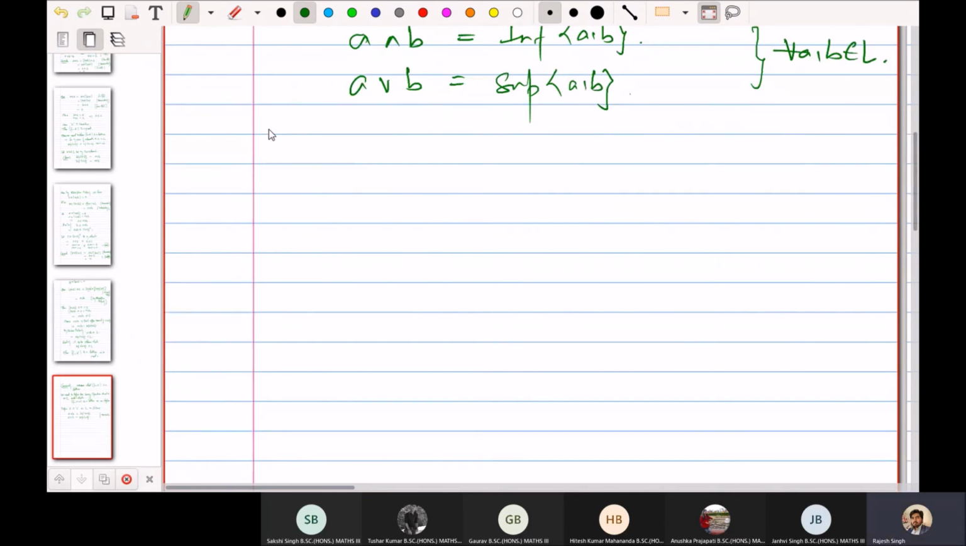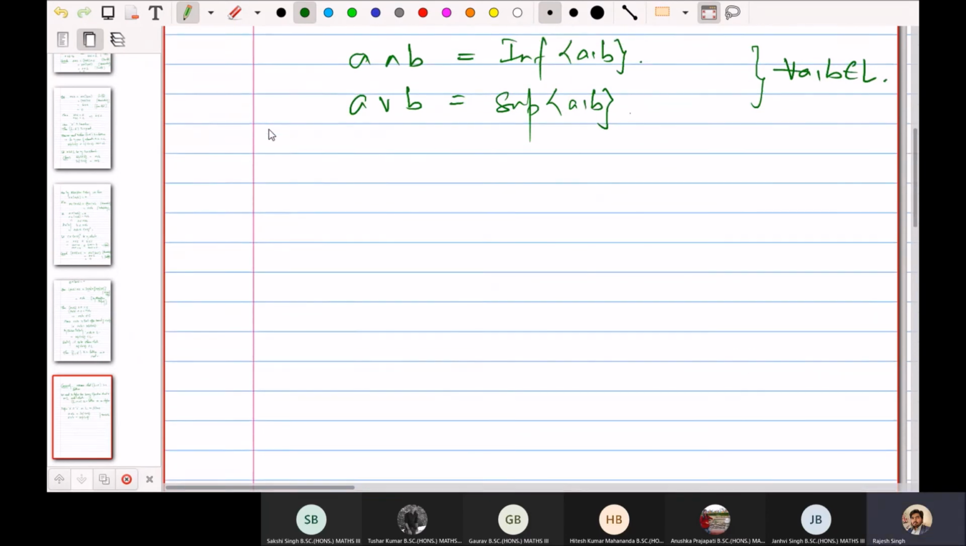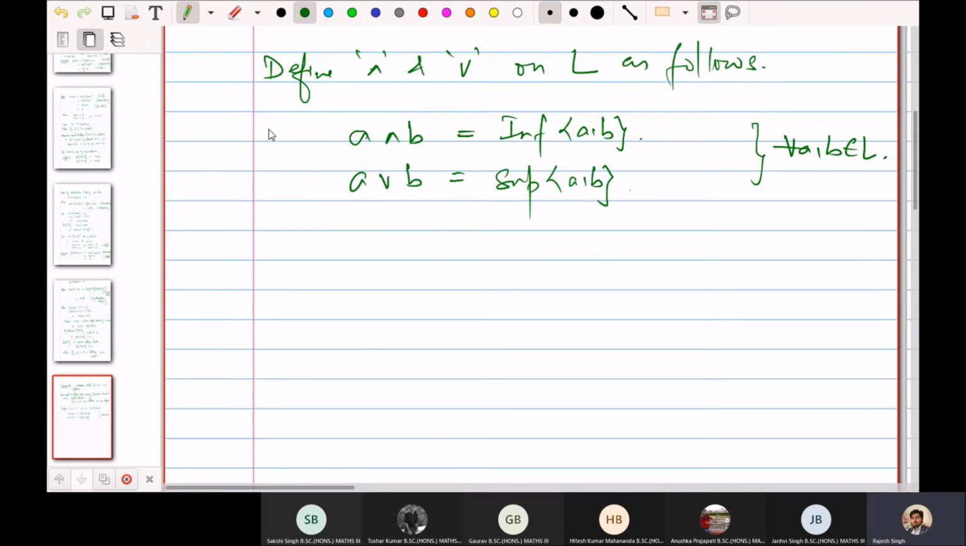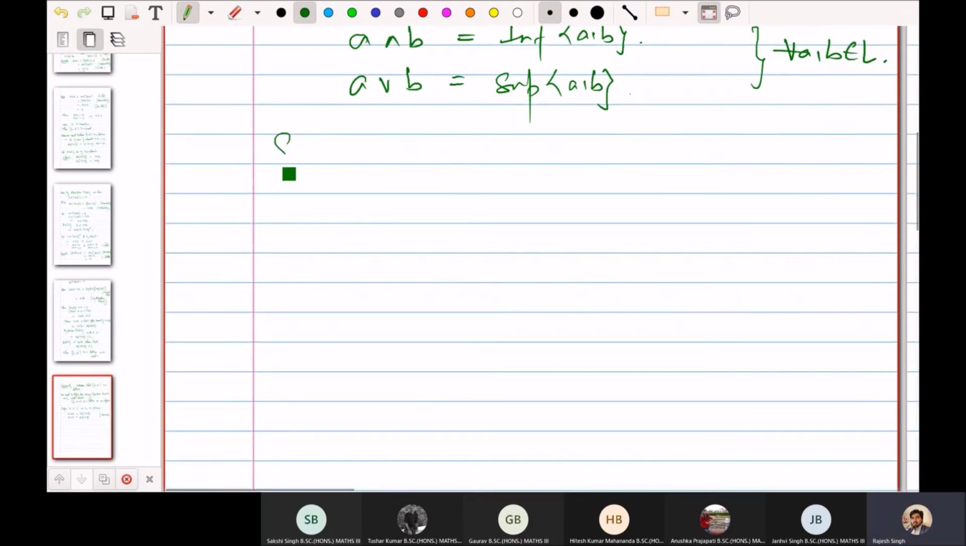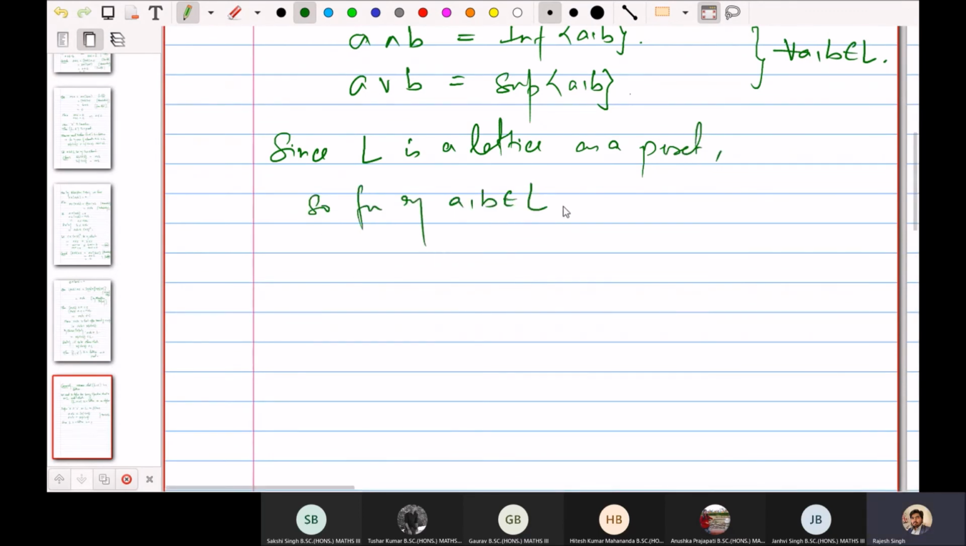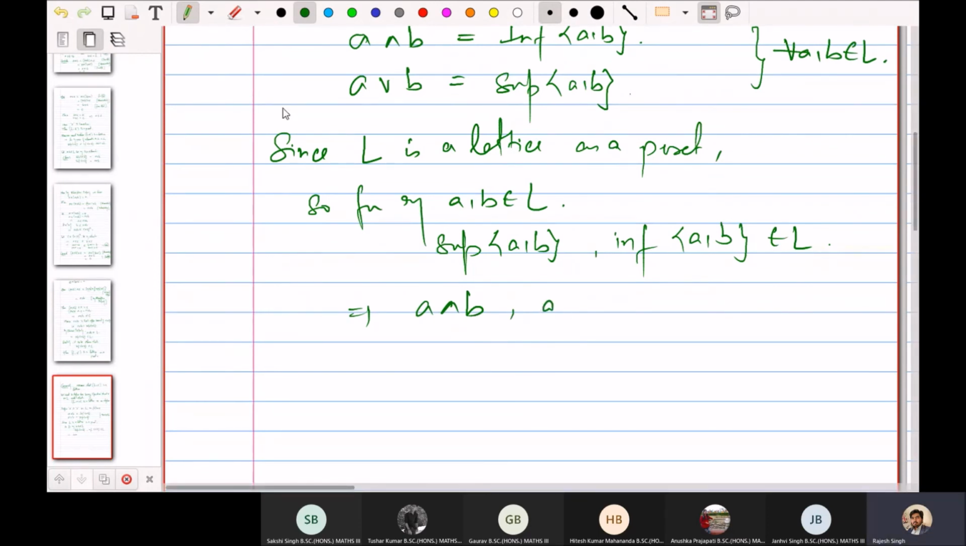So now we have to show that it is a lattice as an algebra. So first we have to show. So since L is a lattice as a poset, so for any A, B belonging to L, supremum of AB and infimum of AB belongs to L. So this implies A cap B, sorry, A cup B and A cap B belongs to L.